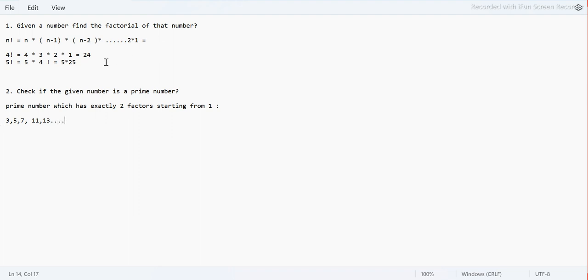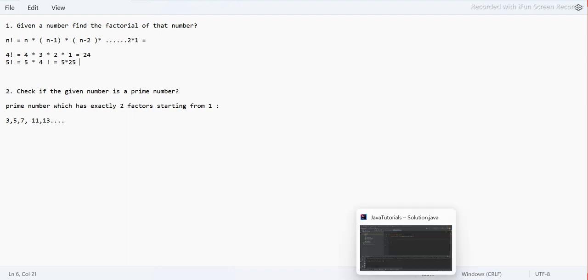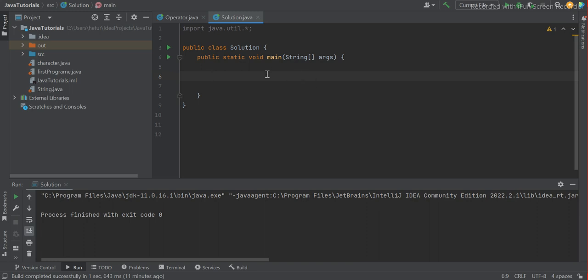Okay, so let's try to solve these questions in your IDE. You got the underlying mathematical concept about these two, right? Let's try to go and solve it. So the first one, what we are going to do is get a factorial, right? I'll just take a number, let's say 5. I want to get the factorial of 5. So what I have to do in this case is make it 5 into 4 into 3 into 2 into 1. So what exactly am I going to do here, guys?